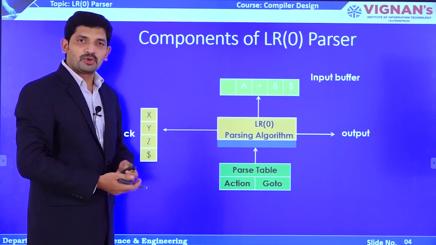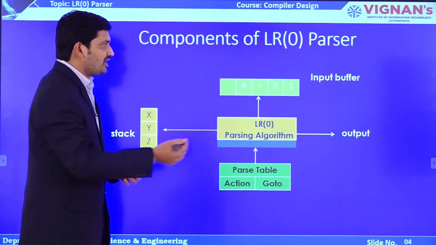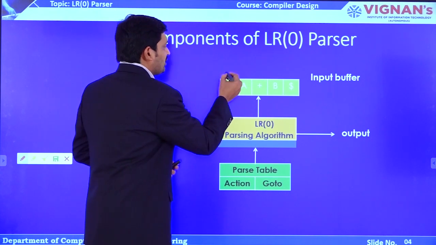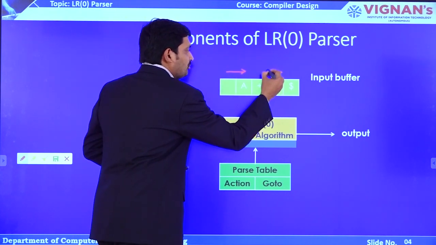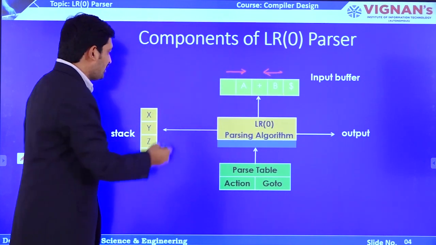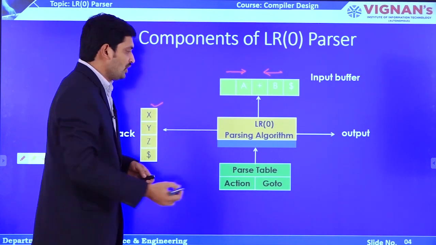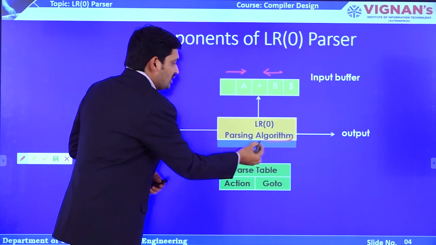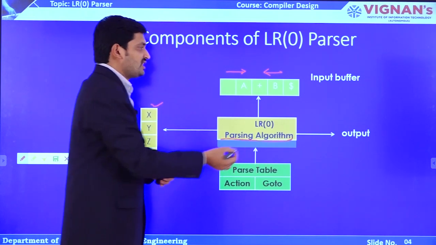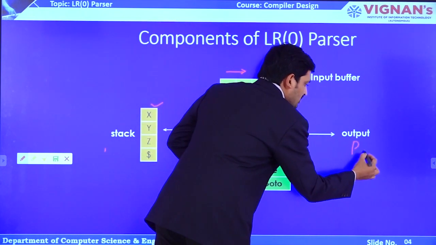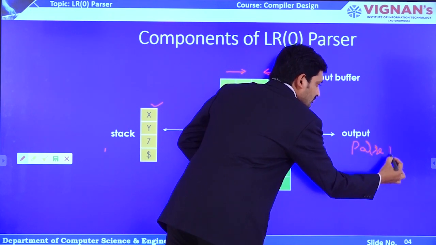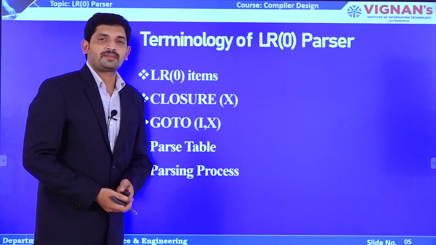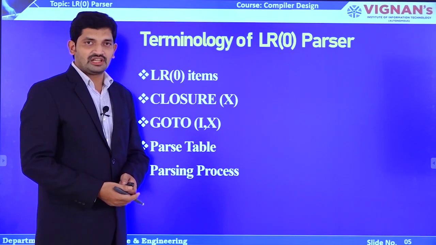Coming to the components of the LR0 parser, the input buffer loads all the input. That means we place our input in this input buffer. By using the stack data structure and the parse table, the LR0 parsing algorithm is going to execute and generate the output as the parse tree. Now, the terminology of the LR0 parser.